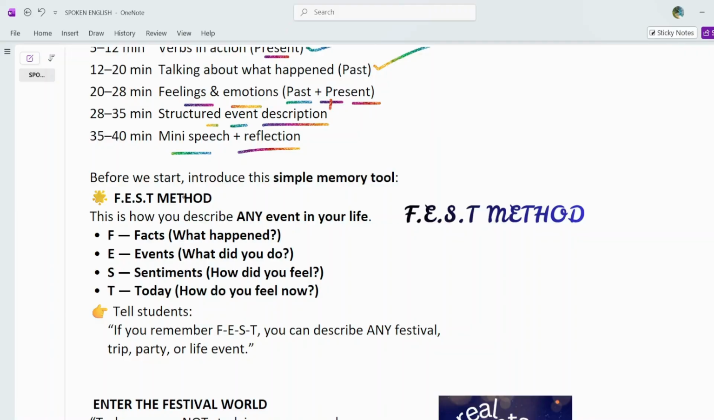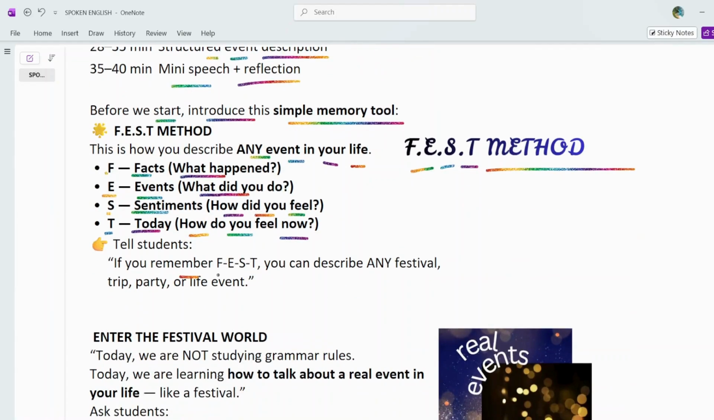Okay? Now, before we start, let me introduce the simple memory tool known as the FEST method. FEST method, okay? This is how you describe any event in your life. All right? So let's look at it quickly. F stands for facts. That is what has happened, okay? E stands for events. That is what did you actually do during the festival. S stands for sentiments, in the sense also known as emotions. That is, how did you feel during the festival? And T is very simple to remember. It is today. Okay. How do you feel now?